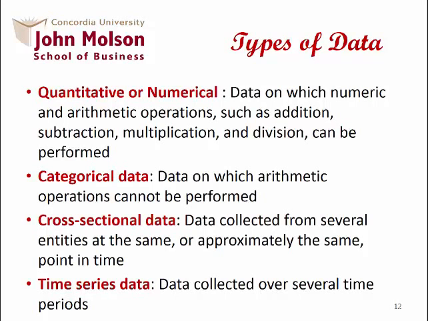When I have cross-sectional data, the data is collected from several entities at the same time. For example, tonight we will call a sample of 100 people and ask them what they believe the temperature will be tomorrow. Cross-sectional, so we all ask them about the same information. Then we also have time series, and that is quite clear. It's data that is collected over several periods of time.